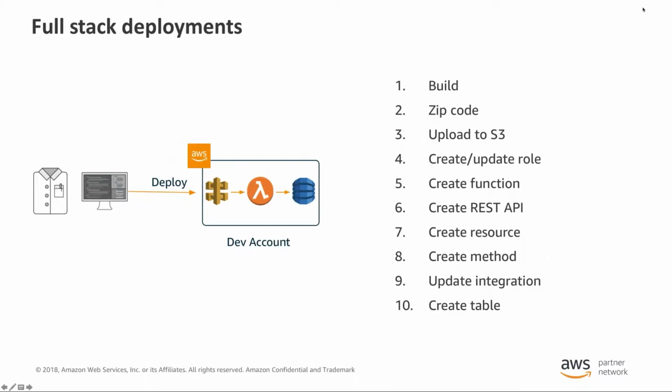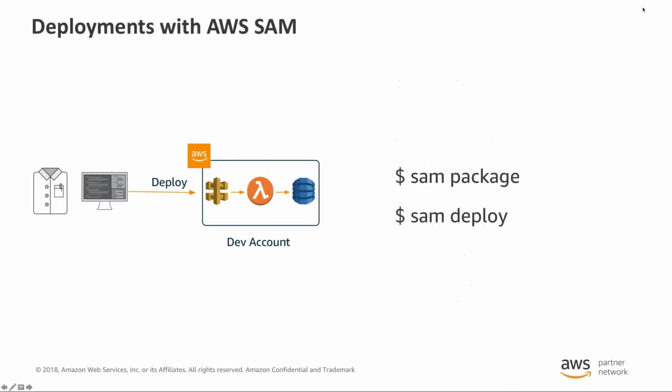So now if we go back and take a look at what it looks like to do that deployment again. Moving from this 10-step process, we can now convert that using SAM into a very simple 2-step process where we simply do a SAM package and a SAM deploy using the CLI, and under the covers it will take care of actually deploying and creating all of these resources for us using CloudFormation.